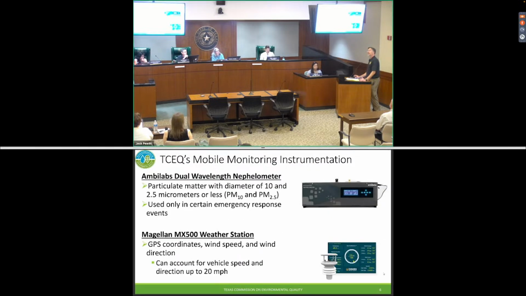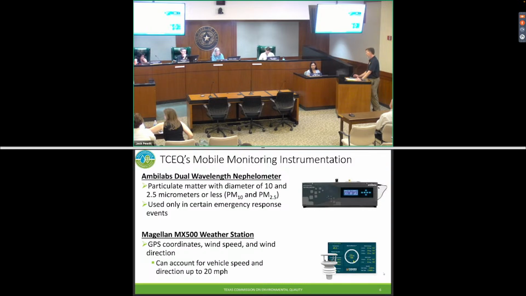Another piece of equipment that we deployed are nephelometers onto some of our regional monitoring vehicles, as well as the home fleet in Austin, to detect particulate matter in response. And that's not for particulate matter in ambient concentrations, but in response to a smoke event, an emergency response scenario. So is there particulate matter of concern? That's what that unit is used for.